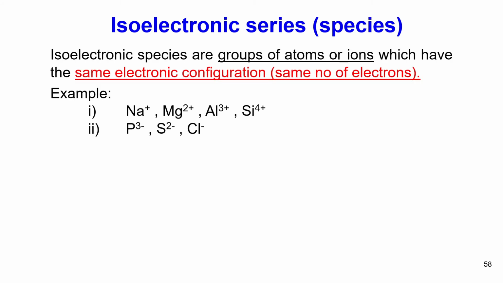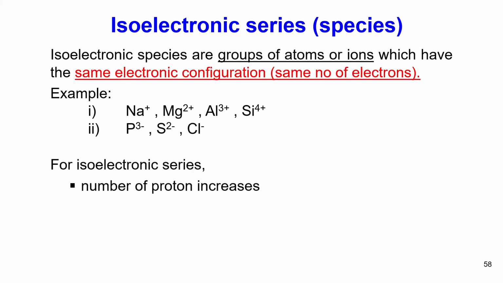The next one is the isoelectronic series, or isoelectronic species. Isoelectronic comes from the word iso, meaning same, and electronic, meaning electrons, so same electrons. Isoelectronic species have the same number of electrons, because they have lost electrons and are left with the same number. For an isoelectronic series, the proton number cannot stay the same; it keeps increasing, like sodium 11, magnesium 12, aluminium 13, silicon 14.